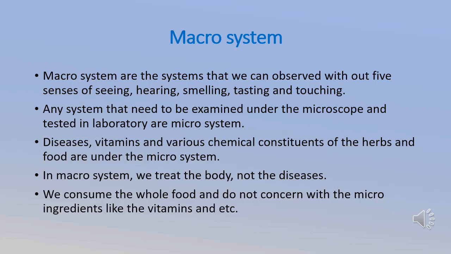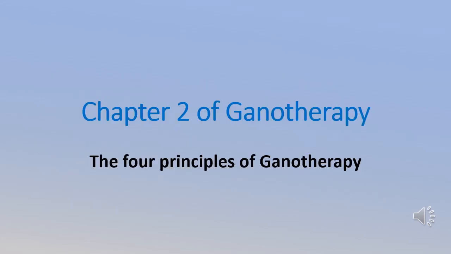So in the macro system, we treat the body and we never treat the disease. We consume the whole food. We are not concerned with the micro ingredients like the vitamins and so on inside the food. So now we come to chapter 2 of Ganotherapy.